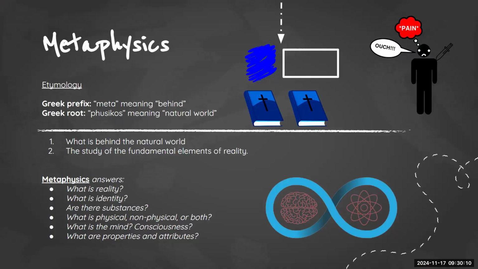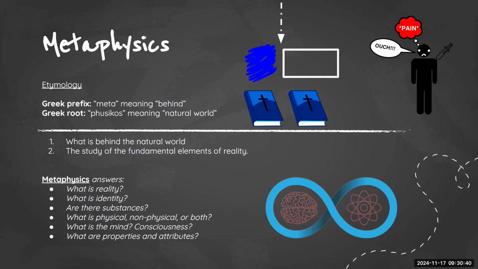So this is from a class I teach on philosophy. This is one of my slides from that. Metaphysics is a word that essentially means what's behind the natural world. What's underlying it? And metaphysics seeks to answer certain questions like what is reality? What is identity? Are there substances? What is physical, non-physical, or both? What is the mind? What is consciousness? What are properties and attributes of things?